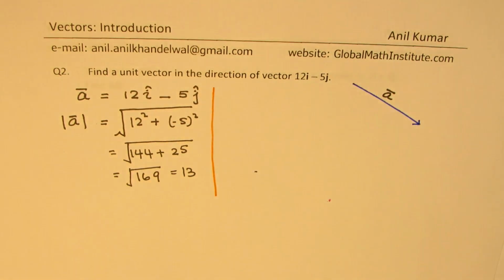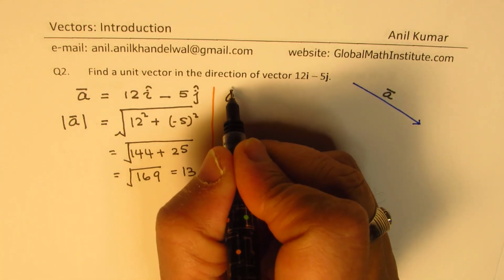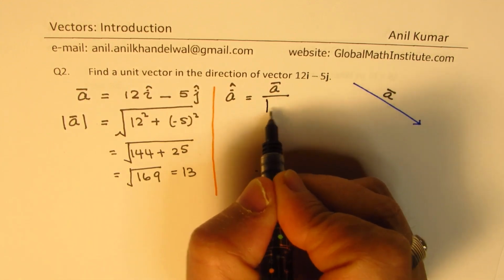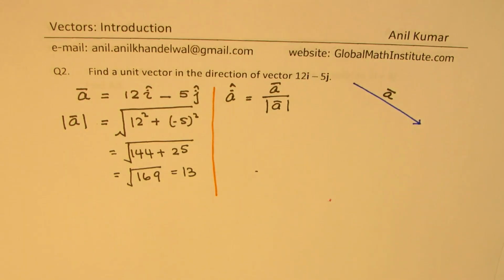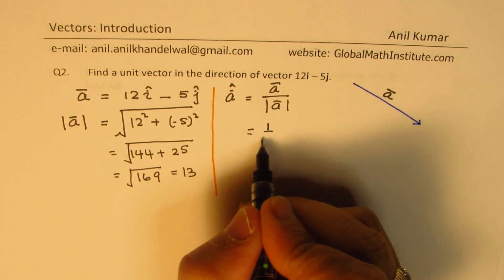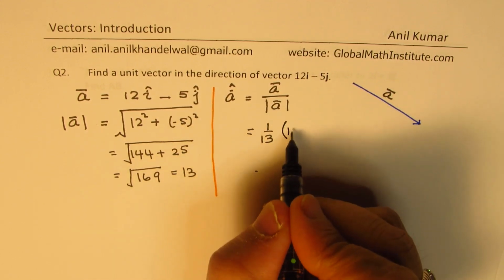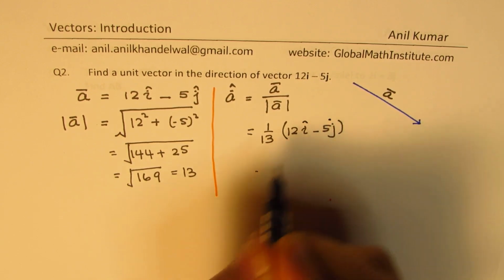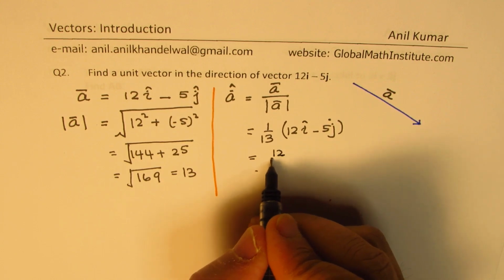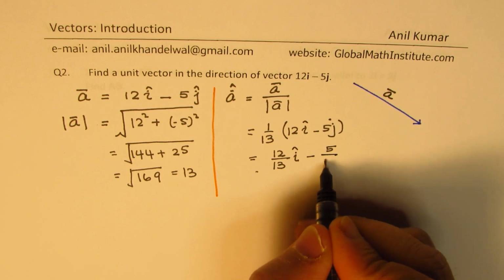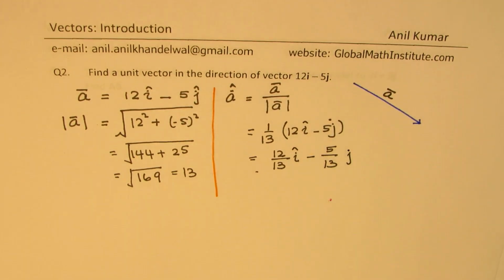How do we get the unit vector? Clearly, the unit vector A, which I am writing with this cap, will be the vector A divided by its own magnitude. So that gives a magnitude of 1. In this case, we know 13 is the magnitude, so we'll divide the vector, which is 12i minus 5j, by 13. So the unit vector is 12 over 13 i minus 5 over 13 j. Does it make sense to you?